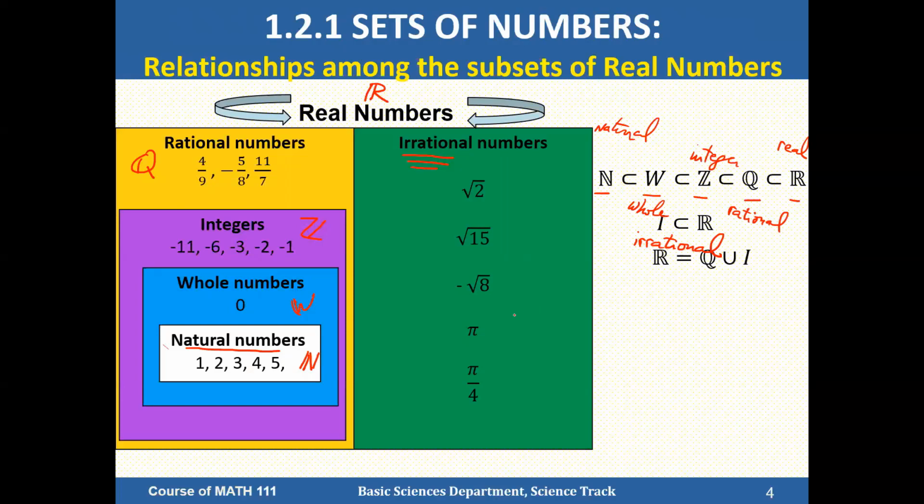Of course, the union of rational and irrational numbers gives the real numbers, and there are no numbers which are at the same time rational and irrational. So Q intersect I is the empty set. These two sets are disjoint. There is no intersection between rational and irrational. There is no number which is at the same time rational and irrational.